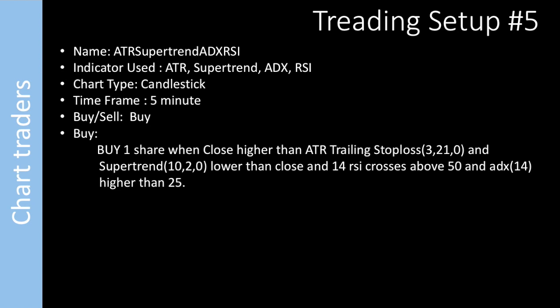So when to buy? The main entry point, or trigger point, is when the 14 RSI crosses above 50. If this happens, we look for three more conditions. One is that the close is higher than the ATR trailing stop loss, the close is higher than the Super Trend 10-2, and ADX is higher than 25. If all three supporting conditions are true, then it is going to buy. But the main trigger point is the 14 RSI crossing above 50.